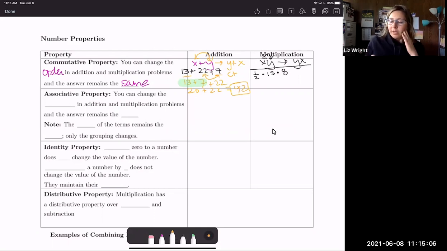If I just go from left to right, 1/2 of 15 is 7.5, and then I would have to do 7.5 times 8. That's trickier for me to do in my head, and it's going to take me longer if I don't have my calculator handy. So what I would rather do is take 1/2 of 8 real easily. That's 4. So let's do the commutative property of multiplication this time. Look, it's trading places across that multiplication sign, which is why it's commutative of multiplication. It's trading places over that operation.